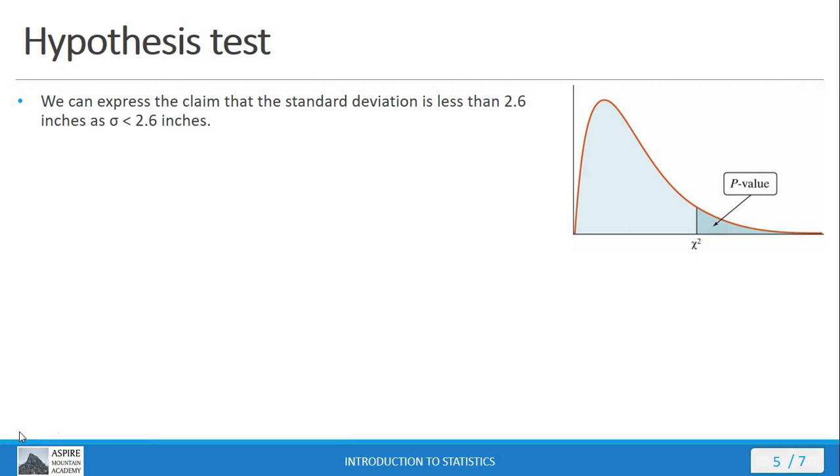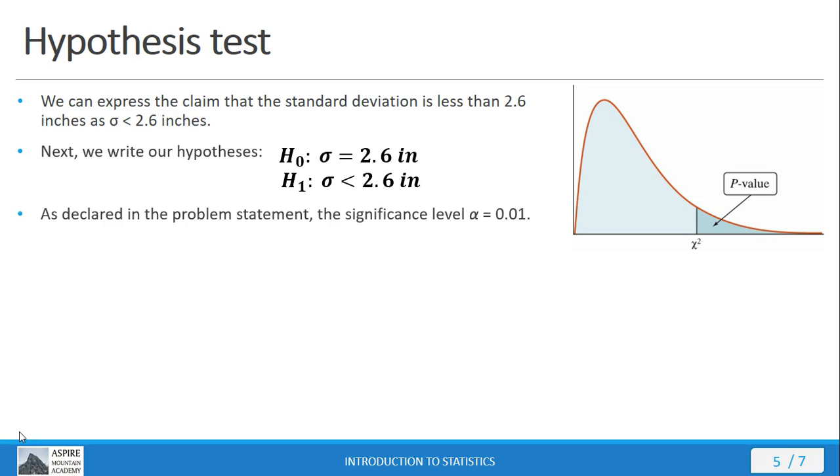So we start by looking at the claim. The claim is that sigma, the population standard deviation, is less than 2.6 inches. And now we're ready to actually write our hypotheses. So the null hypothesis, as always, is a statement of equality. For the alternative hypothesis, we just adopt the claim, because there's no semblance of equality with the claim. So we can just adopt it and make it our alternative hypothesis. The problem statement gave us a significance level alpha of 1%. So that's what we're going to use.